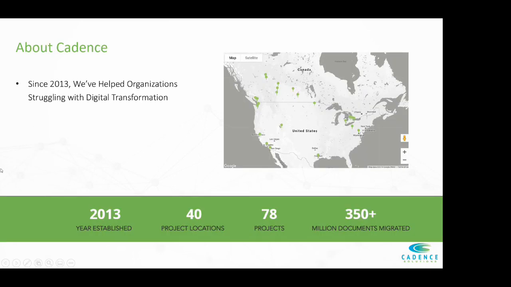So a little bit about Cadence. We started in 2013. We work all across North America and deliver remotely. We've been doing that since before the pandemic. We've done close to 80 projects in 40 different locations, and we simply help organizations struggling with digital transformation, help you get into new things and do things a little bit differently than the paper world.